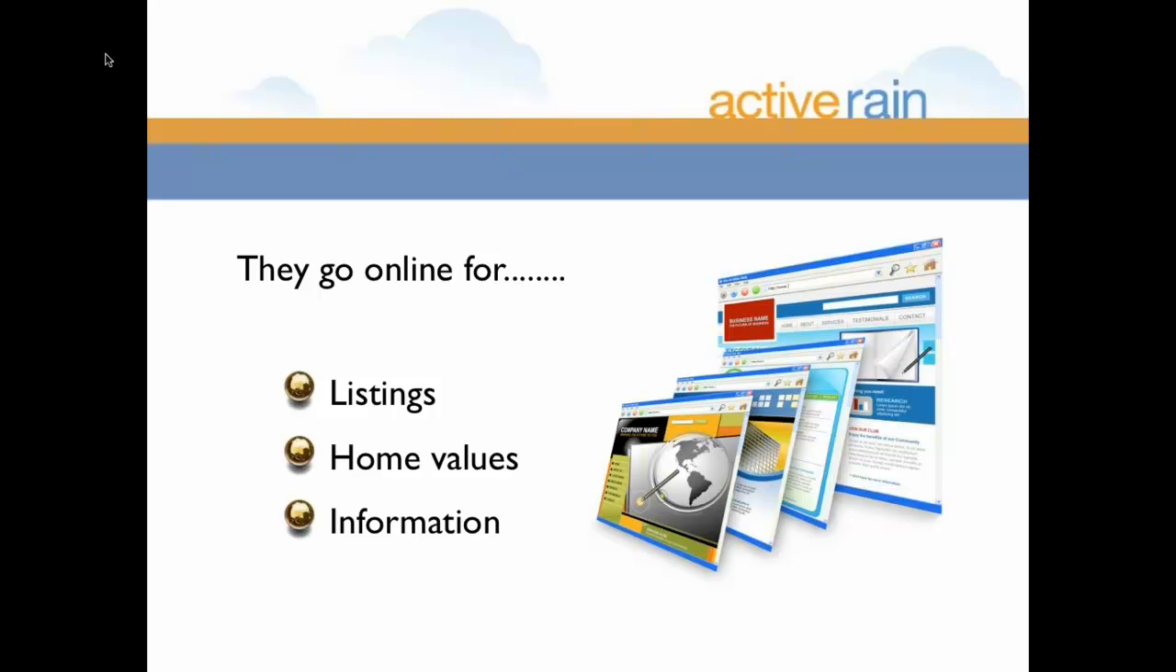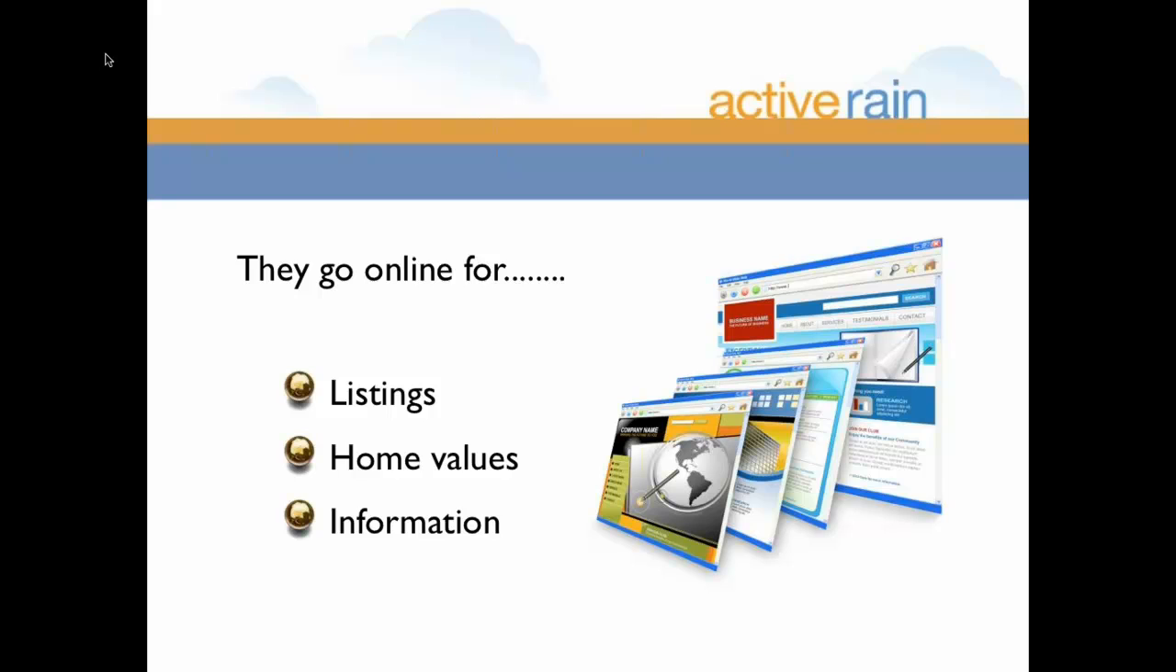So people go online for listings, home values, and information. Now, the majority of the reason why people go online is for listings, and that is going to be the biggest area where we are able to generate leads, where somebody goes online looking for some type of listing or a home in a particular area, or a particular condo complex like we talked about in some of our previous classes, a particular type of home, if you remember from last week.